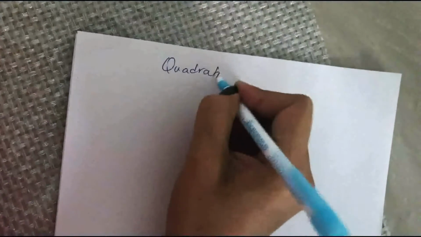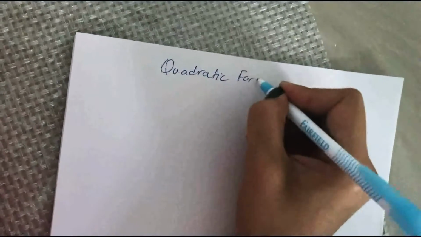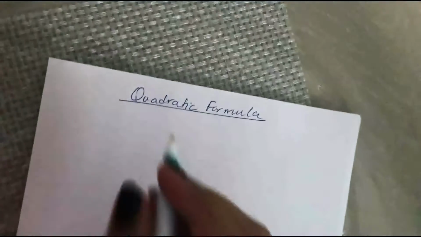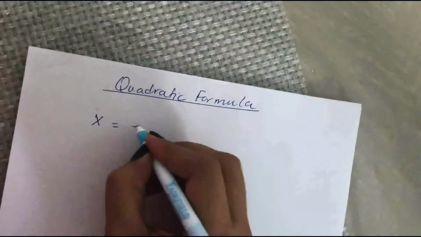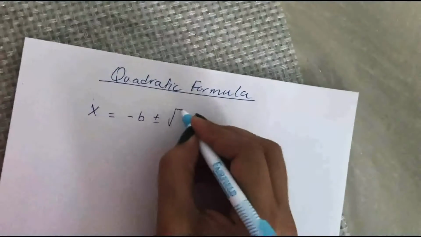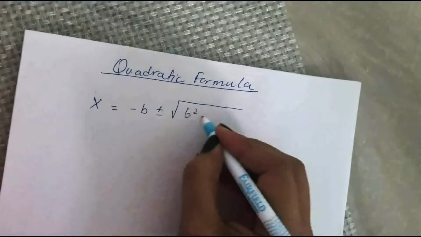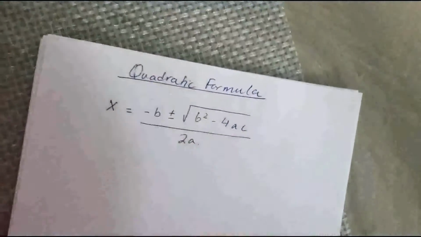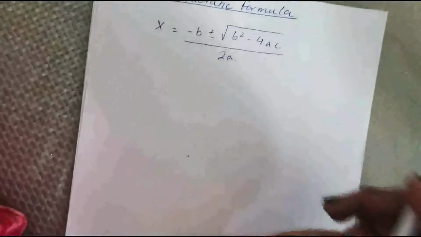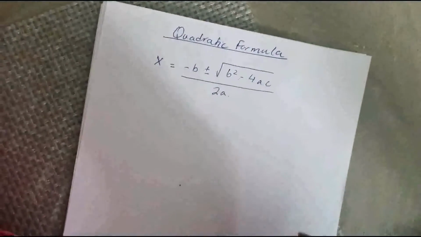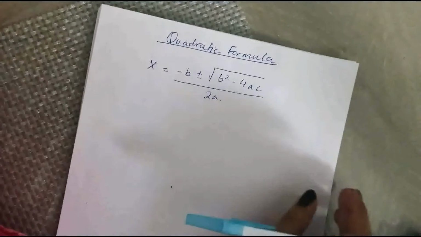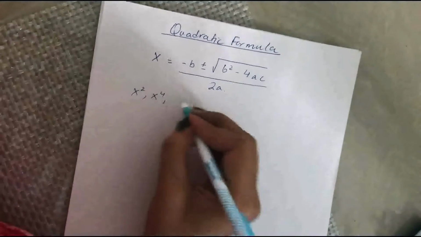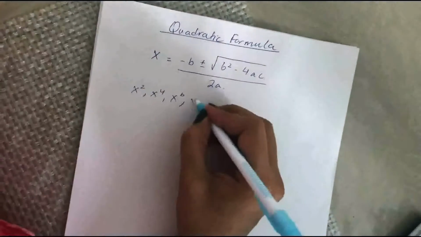So what basically is the quadratic formula? The formula itself is this: x equals minus b plus minus the square root of b squared minus 4ac, all divided by 2a. This is the quadratic formula. And there are many equations that we can solve through the quadratic formula, especially those with powers of 2, 4, 6, basically all the even numbers.